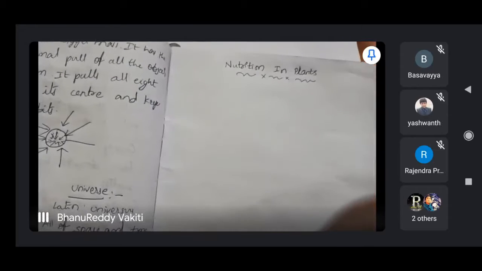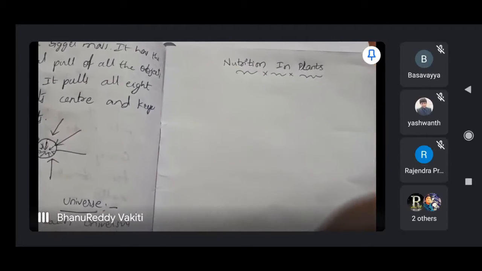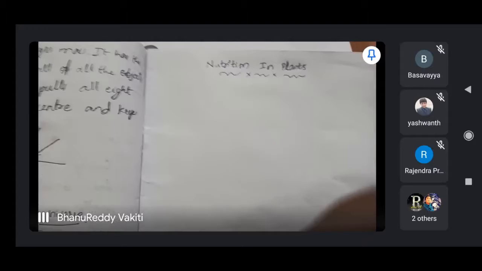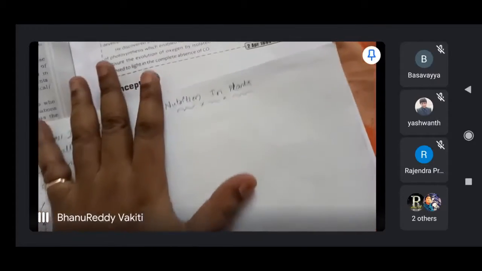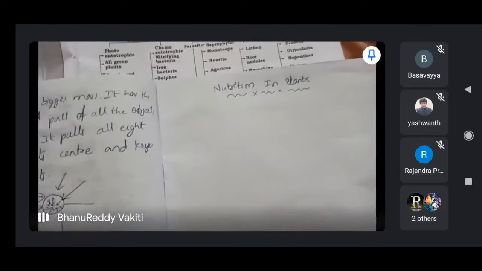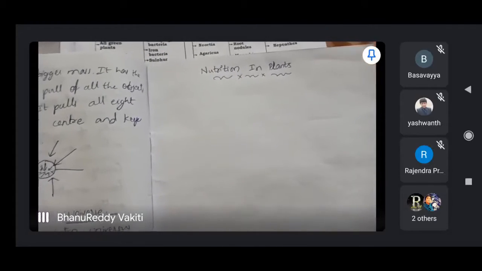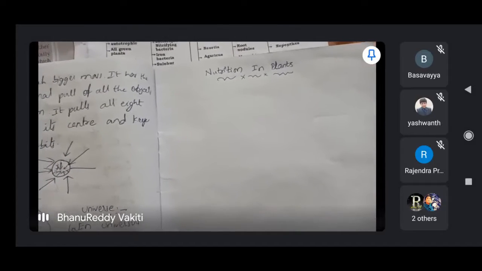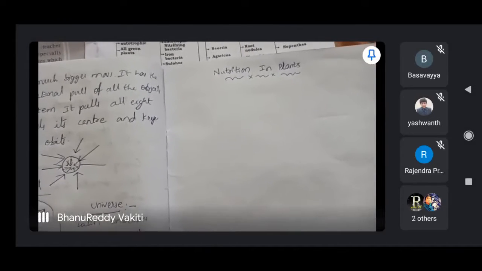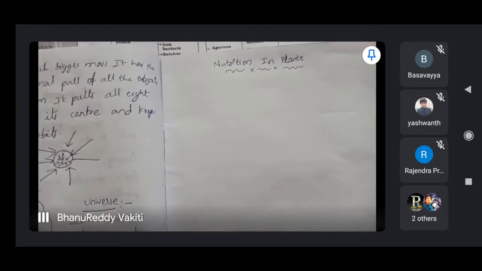Very good morning, children. Today we are going to read about nutrition in plants. This is a biology IIT topic. Under this, first I want to take nutrition. Two types of nutrition we can observe in our regular life and regular surroundings. What are those? Autotrophic nutrition and heterotrophic nutrition.